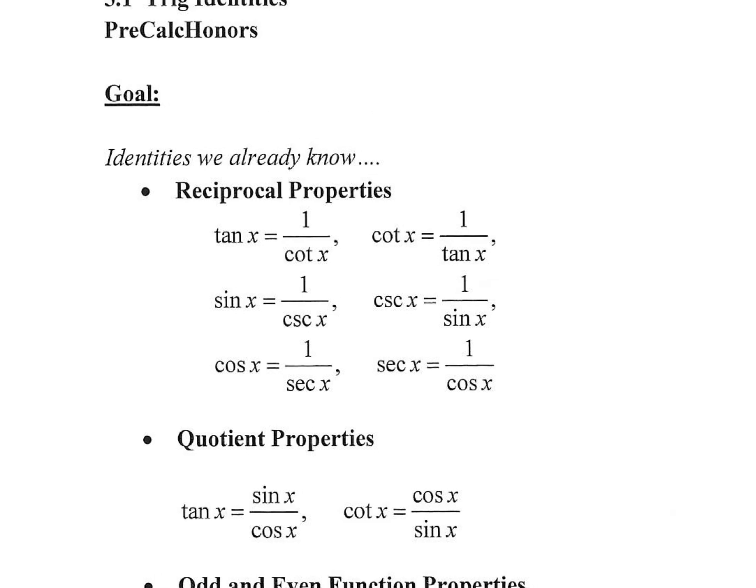We know about our reciprocal properties. We know that tangent and cotangent are reciprocals of one another, sine and cosecant, and cosine and secant. What this means is that I can directly replace any of these functions with their reciprocals. So if I have 1 over tangent x somewhere, in a simplify problem or a verify problem, I can directly replace it with cotangent. So we'll leave that there for now.